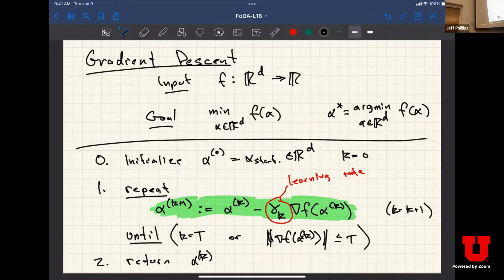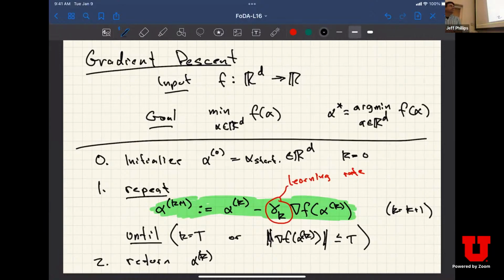I'm going in the negative direction of it, so it's decreasing the function in that direction by the learning rate. The learning rate is how quickly I move. And I just do this until I get close to the solution. How do I know if I'm close to the solution? Well, if I took a lot of steps, I'm hopefully close. Or if the gradient is small, then I'm hopefully close.